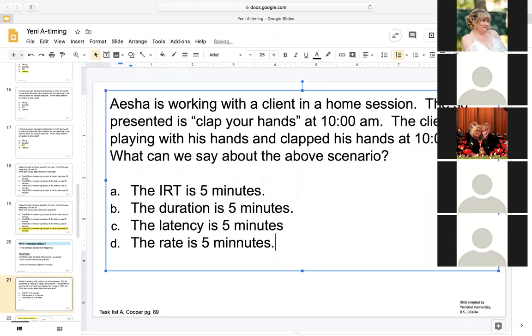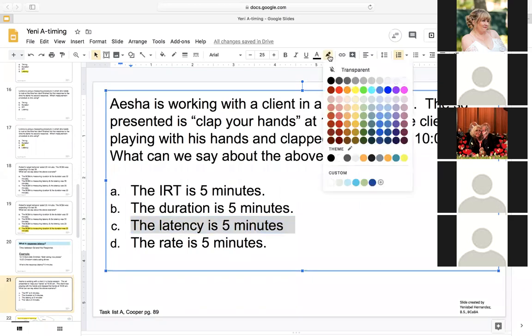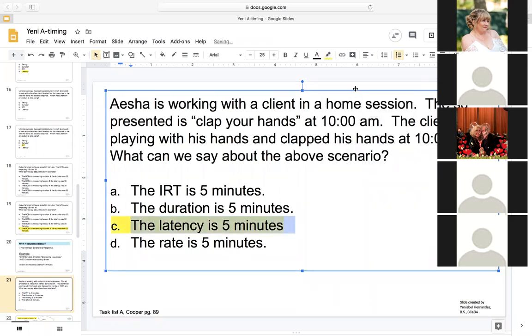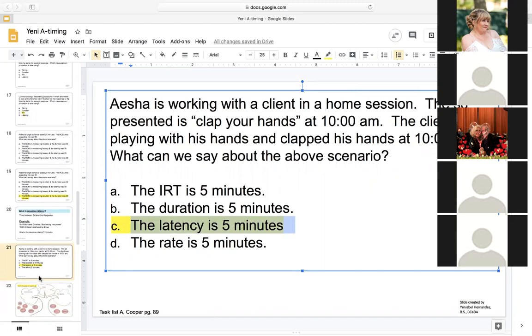Okay. So, and the answer would be? C. What's the answer? C. The percentage, blah, blah, blah, that's latency. See, perfect. Nice job, Aisha. Let's give it a hand, guys. Thank you. You did it. You were brave. Good.